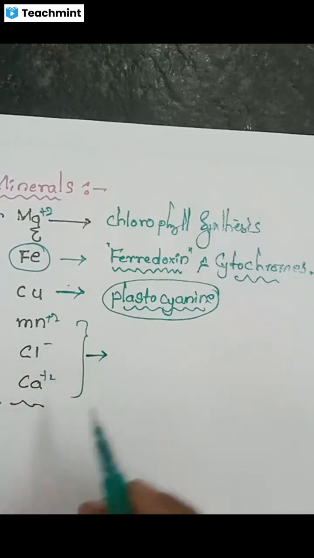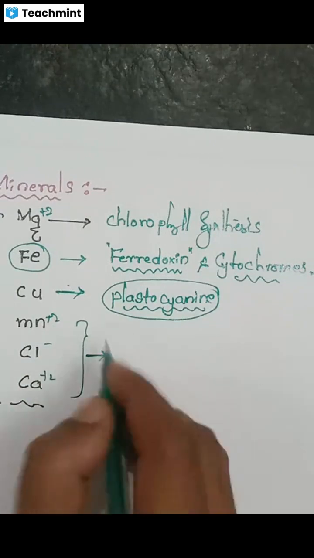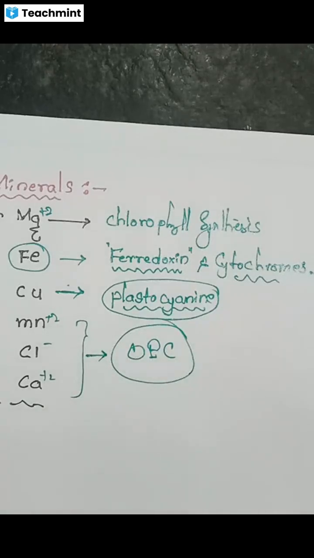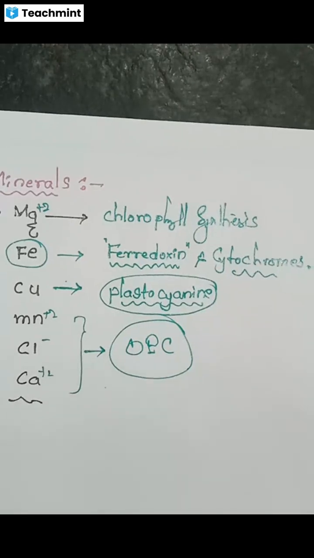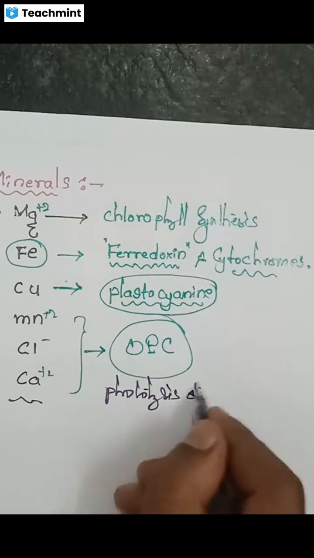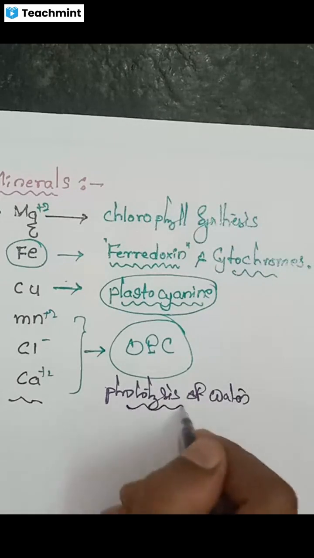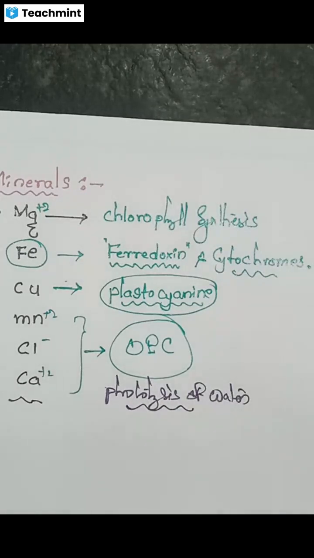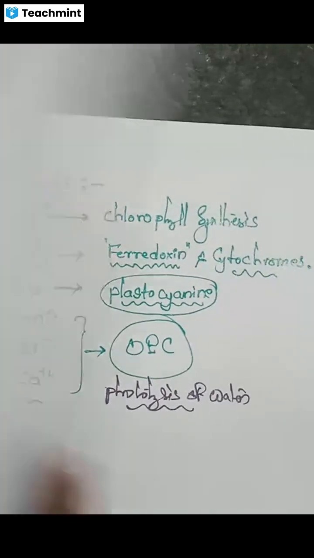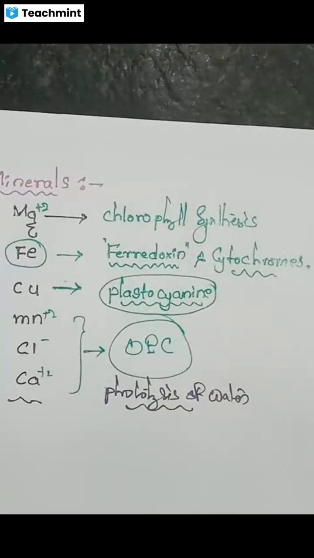These ions are important components in the oxygen evolving complex, OEC. They play an important role in photolysis of water. So photolysis of water takes place in the presence of the ions manganese, chloride, and calcium. These are the factors affecting photosynthesis. All these are external factors.